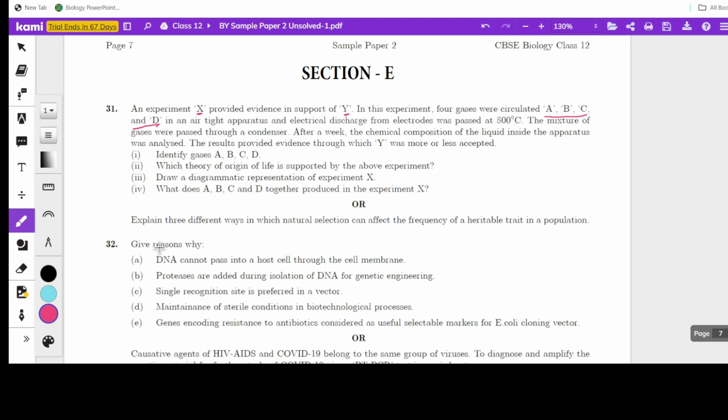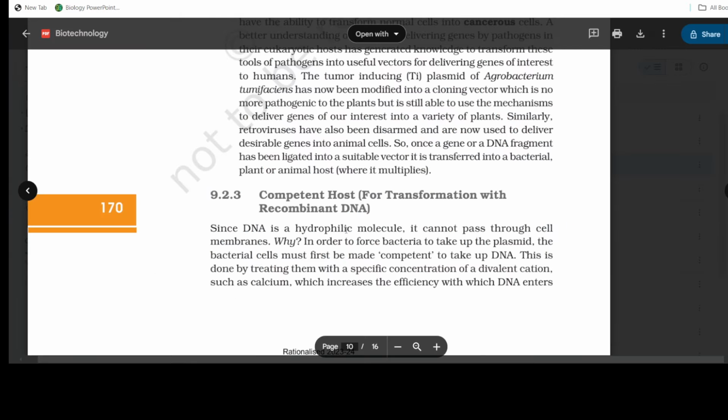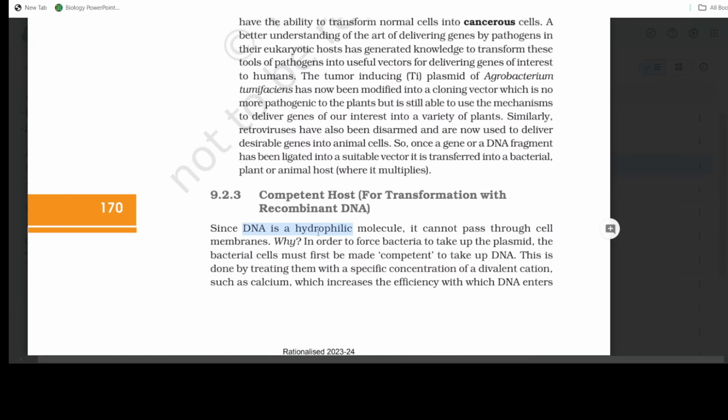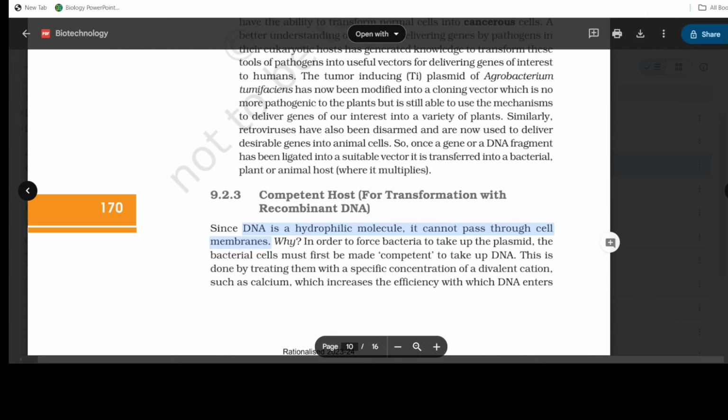Next question. Give reason why DNA cannot pass into a host cell through the cell membrane. All these give-reason questions, we'll check the answers in our textbook. Biotechnology, transformation with recombinant DNA. DNA is a hydrophilic molecule. It cannot pass through the cell membrane. The cell membrane is actually hydrophobic, it has lipid molecules in it, so it will not allow this hydrophilic DNA into it. So in order to force it, we have to make the bacterial cell competent. DNA is a hydrophilic molecule, whereas the membrane is hydrophobic, as it has lipid molecules in it.